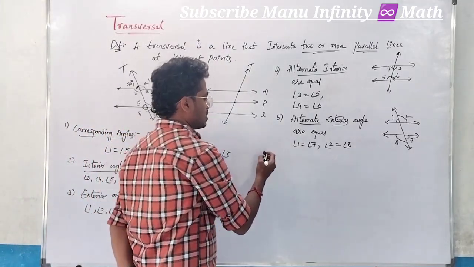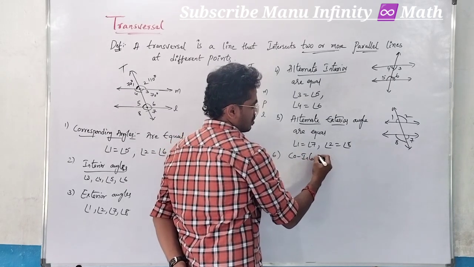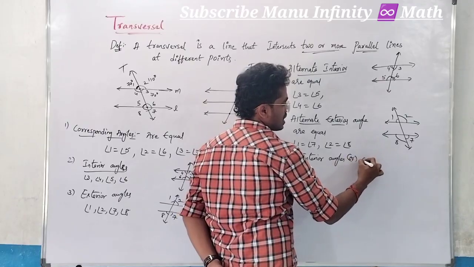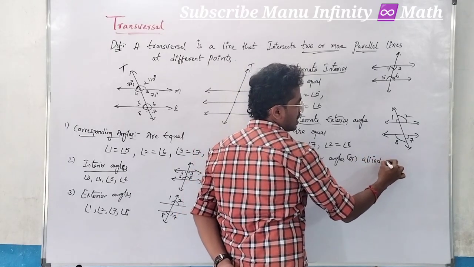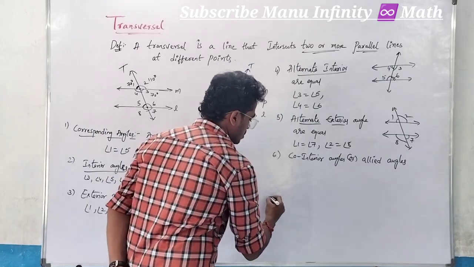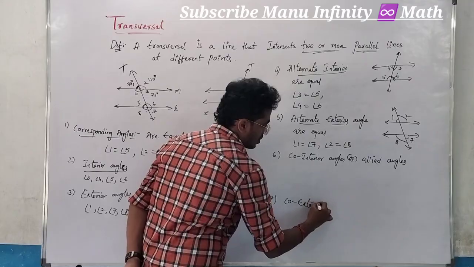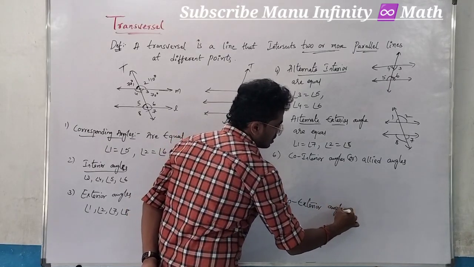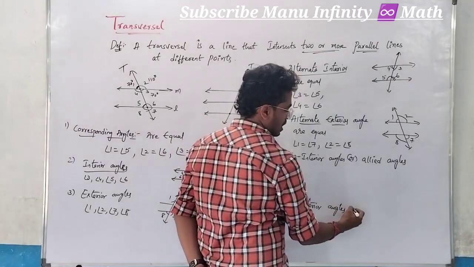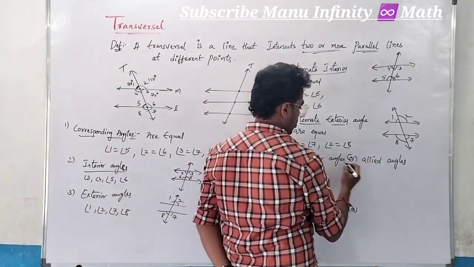Next, there are still more. The sixth one is co-interior angles. What is that? Co-interior angles, or you can call them allied angles. Now see what co-interior angles are, and we also have to know the concept of co-exterior angles. Co-exterior angles can be called allied exterior angles, and co-interior angles allied interior angles.